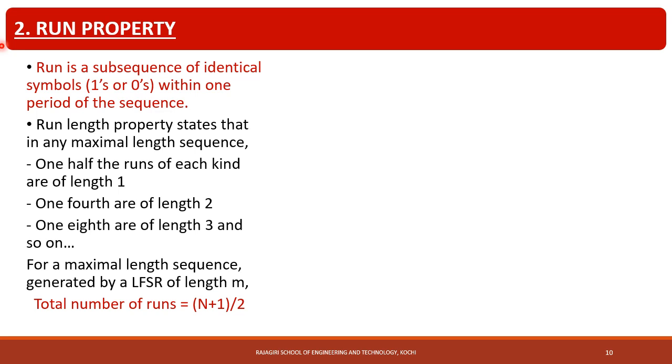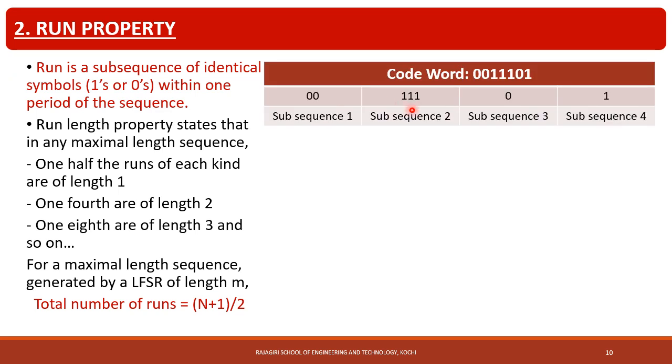The second property of maximal length sequence is the run property. A run is a subsequence of identical symbols, ones or zeros, within a period of the sequence. In this example, we have the sequence 001101. It can be divided into 4 subsequences. The first subsequence is of length 2, the second subsequence is of length 3 and consists of ones, the third subsequence consists of a single 0 and the fourth subsequence consists of a single 1. So it means that it has got 4 runs.